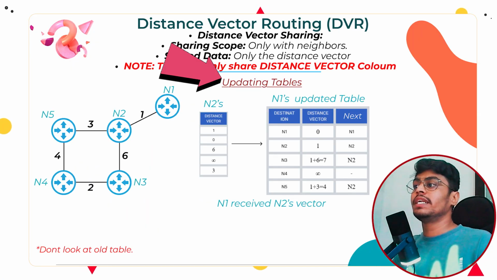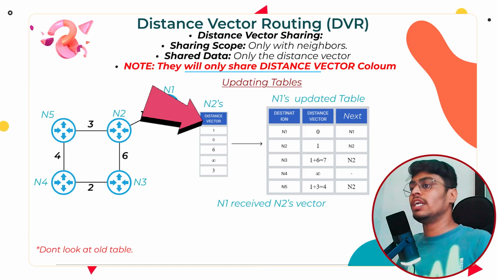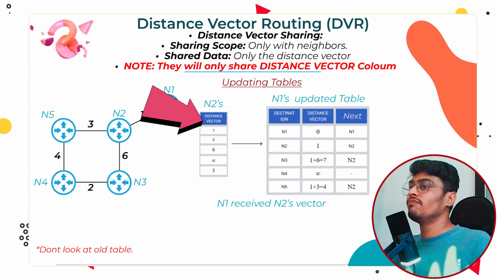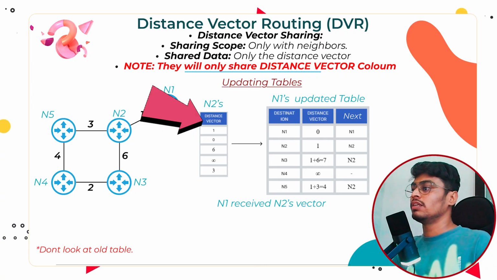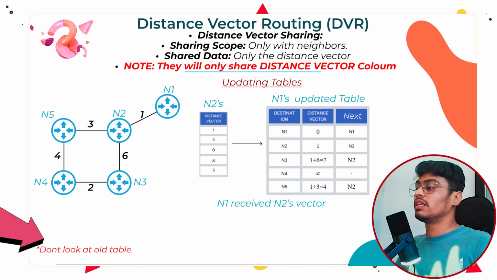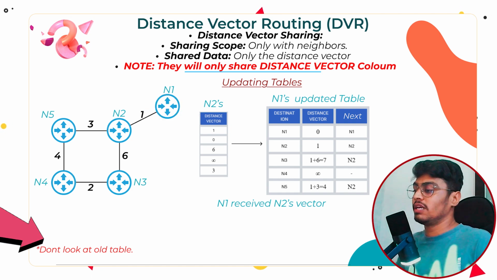Now it's time to update our routing tables. Let's see how n1 updates its routing table after receiving n2's distance vector. What is n2's distance vector? 1, 0, 6, infinite, and 3. This is n2's distance vector. Now we will only see the new distance vector. We won't look at the old table we have formed.